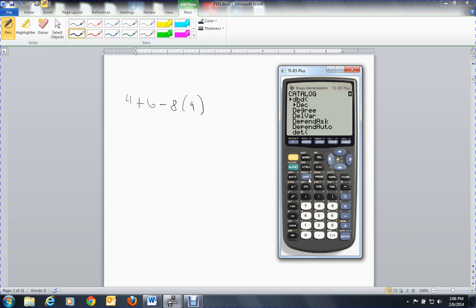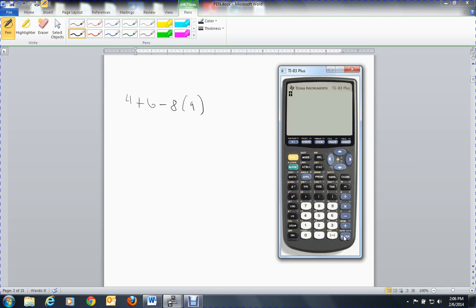Now, if I want to get off this screen, the easiest way to do it is hit this quit button. Quit is above mode, so if I hit second mode, it takes me back to the screen that I was working on. And once again, if I want to clear it out, I can. Now let's say I didn't want to clear it out. I want to get back to something I had typed earlier.